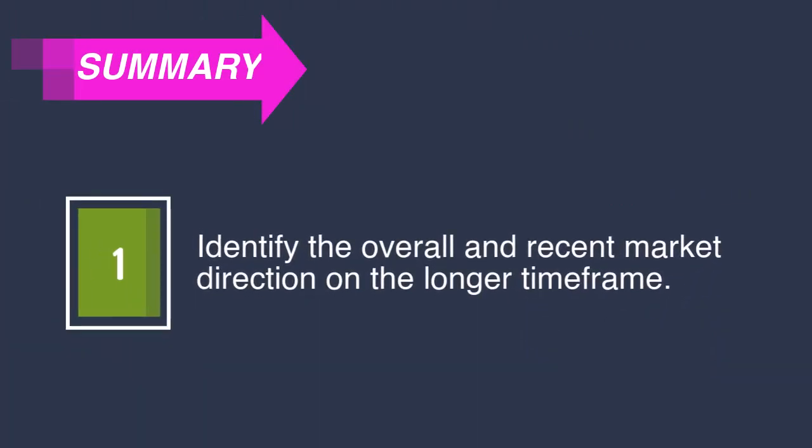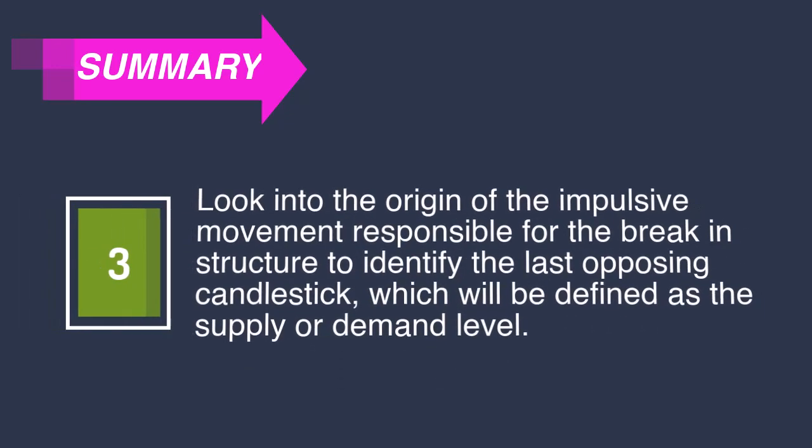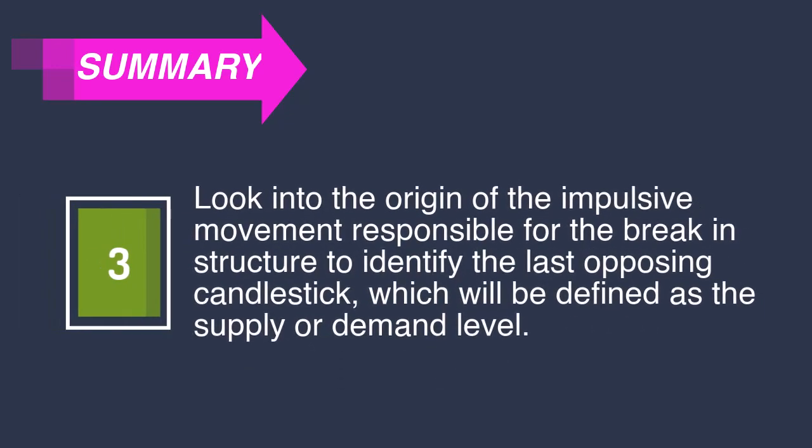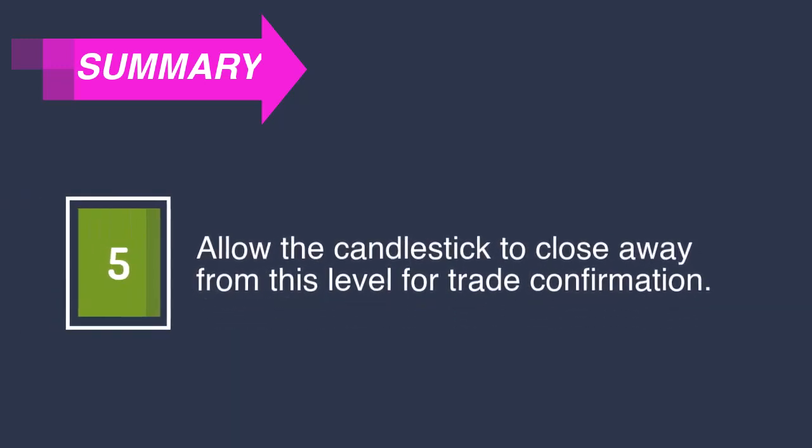Let me outline the major points from this video. First, identify the overall and recent market direction on the higher time frame. Two, check for break of structure in the lower time frame. Three, look into the origin of the impulsive movement responsible for the break of structure to identify the last opposing candlestick, which will be the determinant of how to draw out your supply or demand level. Then four, you wait patiently for the price to find its way back into this level and respect it. The last thing is to allow the candlestick to close away from this level for trade confirmation.